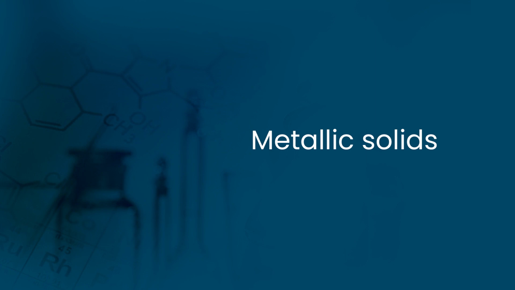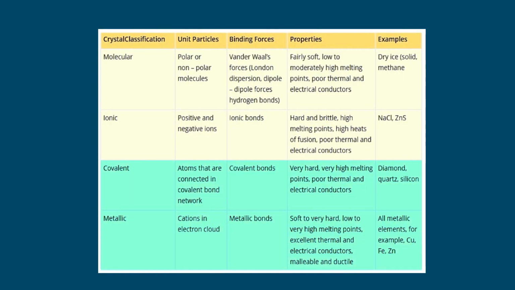Last, let us take a look at what a metallic solid is. They are made up of metals and are held together by metallic bonds. Actually, their constituent particles are an ordered collection of positive ions or metallic ions which are surrounded by a free sea of electrons, and these free electrons are responsible for electrical conductivity and thermal conductivity. They have a rigid structure.